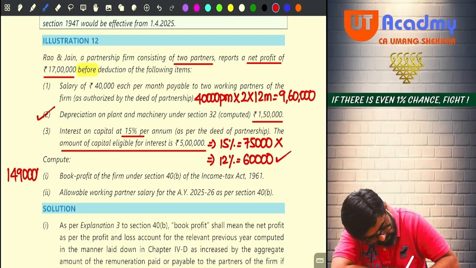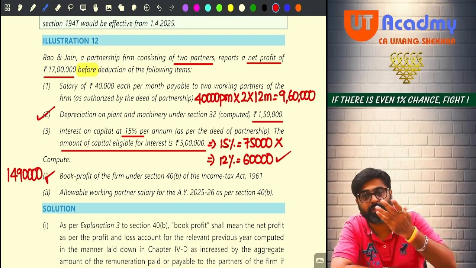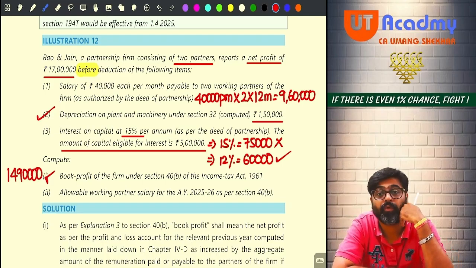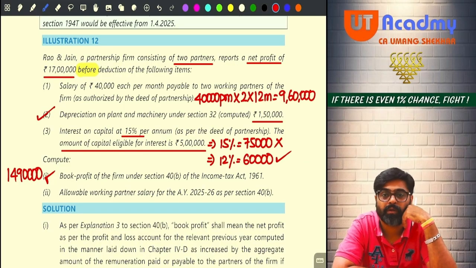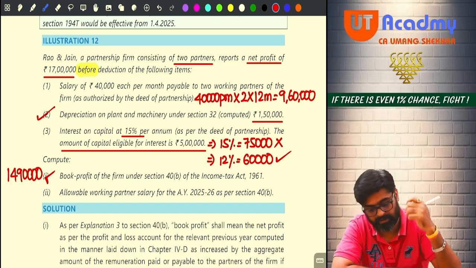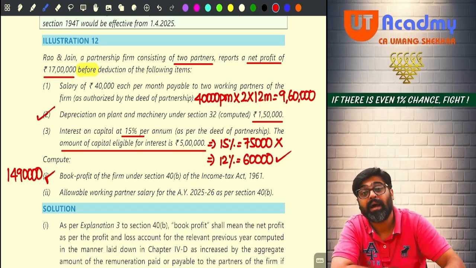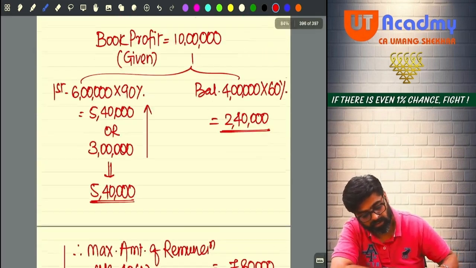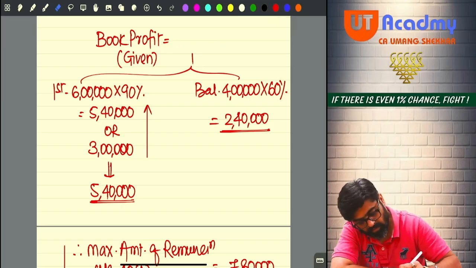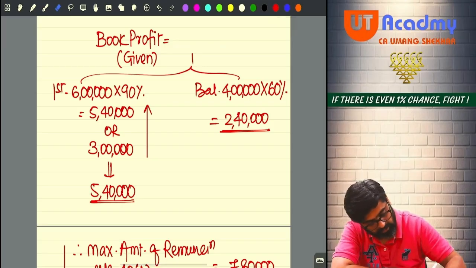My dear friends, they are telling you to calculate book profit. Have you calculated your book profit? It is 14 lakh 90,000. Okay. Now, based on this book profit, they are telling you to calculate what? Allowable remuneration. Meaning that first you are supposed to calculate book profit. Book profit you have calculated. How much? 14 lakh 90,000. Yes or no?